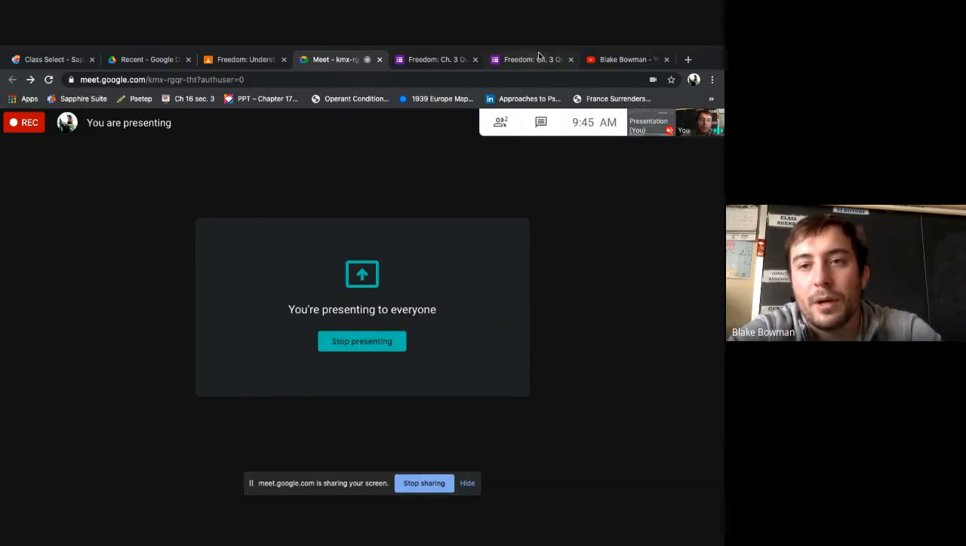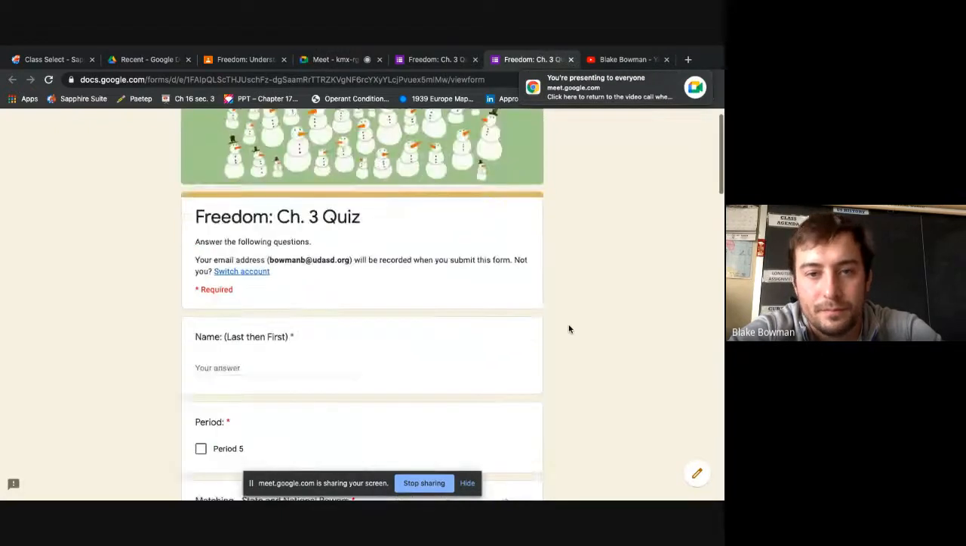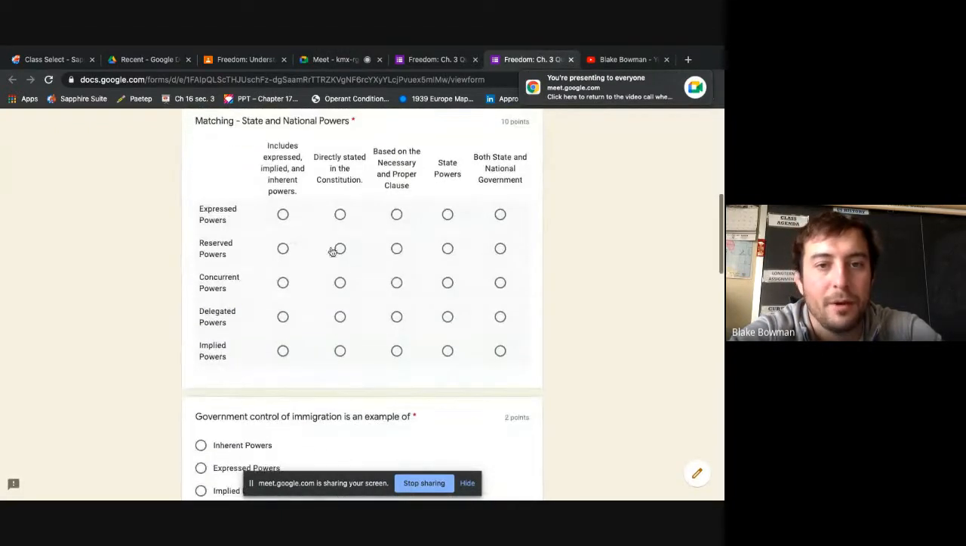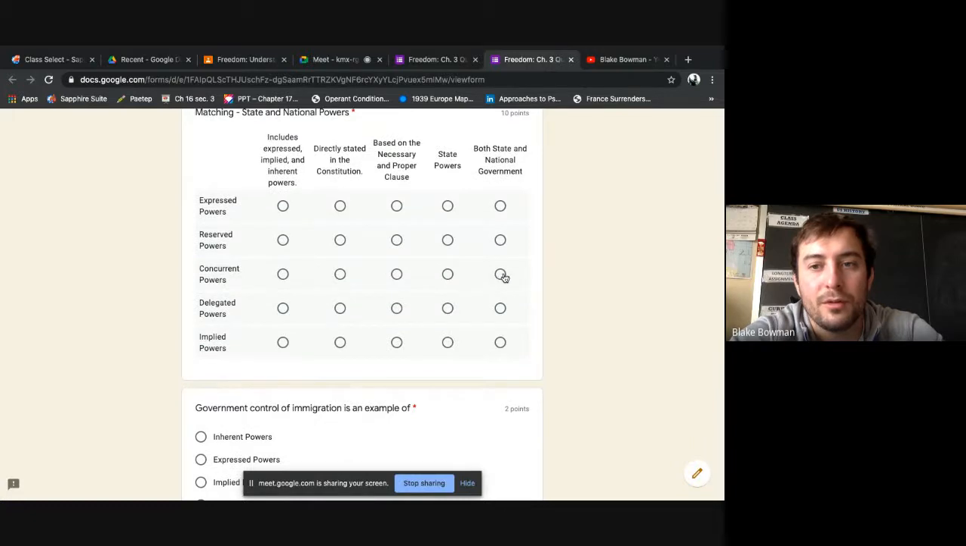All right, so real quick, let's go over the exam. Okay, so express powers are directly stated in the Constitution. Reserve powers are state powers. Concurrent powers are both state and national government. Delegated powers include expressed, implied, and inherent powers. And implied powers are based on the necessary and proper clause or elastic clause.